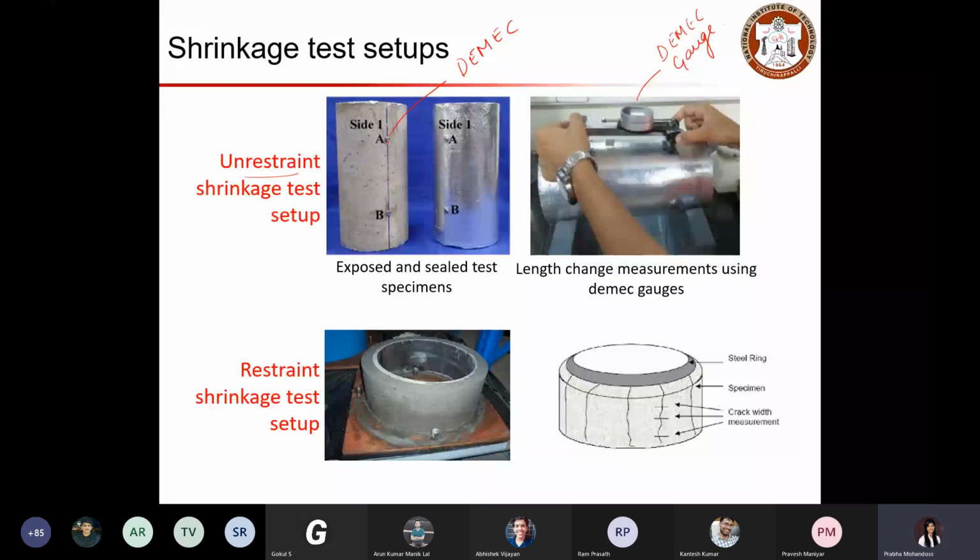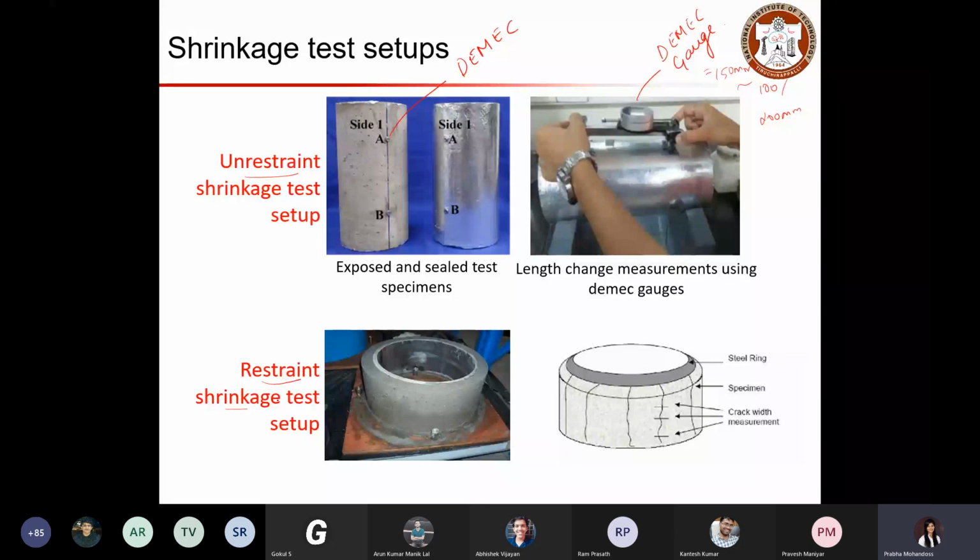Typically the gauge length will be about 150 mm, or you can use 100 or 200 mm as well. So you can measure the distance between these 2 points, monitor the distance over time, and note down the change in length to calculate the strain values. So this is the unrestrained shrinkage test setup, and you can also have a restrained shrinkage test setup, in which you are not allowing the free movement. So you already have a mold kind of thing.